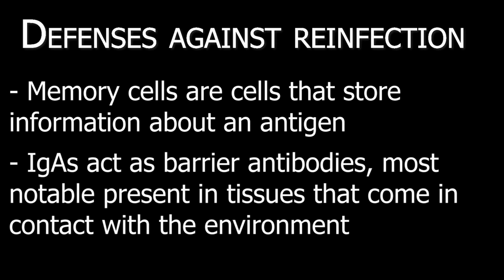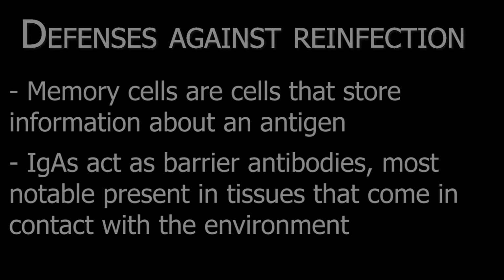Second is the formation of another class of antibodies, IgA. These serve a variety of functions, but most notably they are referred to as barrier antibodies. IgAs, once produced, migrate and reside in tissues that contact the outside world. If a pathogen they recognize comes in contact again, they're quickly able to neutralize it and amplify our non-specific defenses.